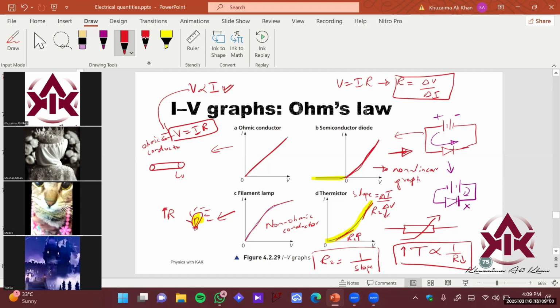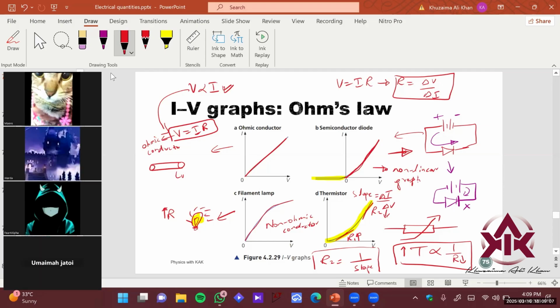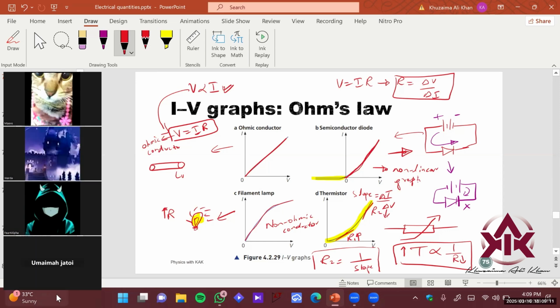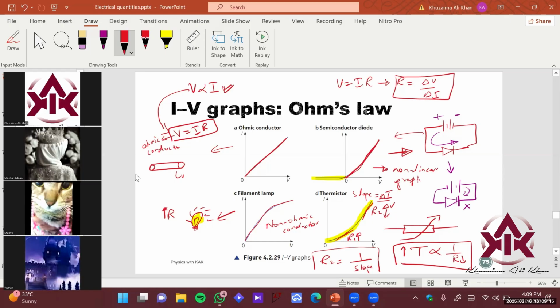Does that make sense? If it makes sense, give me a thumbs up. Just small summaries here, right? These are not so important in your syllabus, but you should know them. This is the theory which you know over here. These are the graphs, these are ohmic, and these are non-ohmic conductors. What is ohmic? It follows Ohm's law. That is, you have a straight line passing through the origin, right?